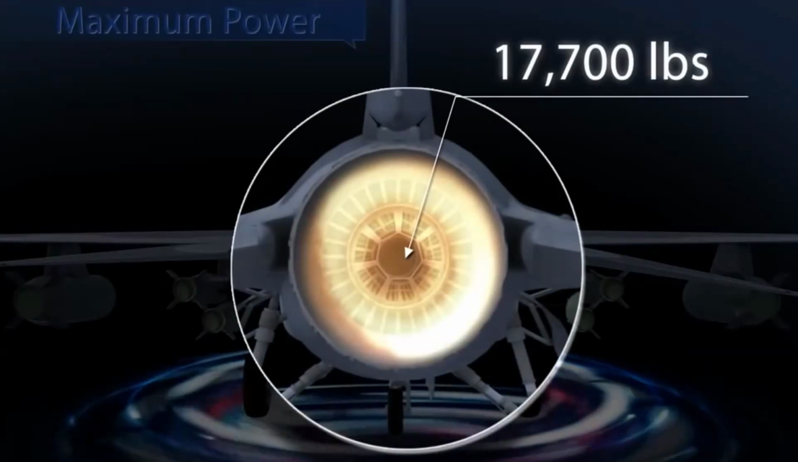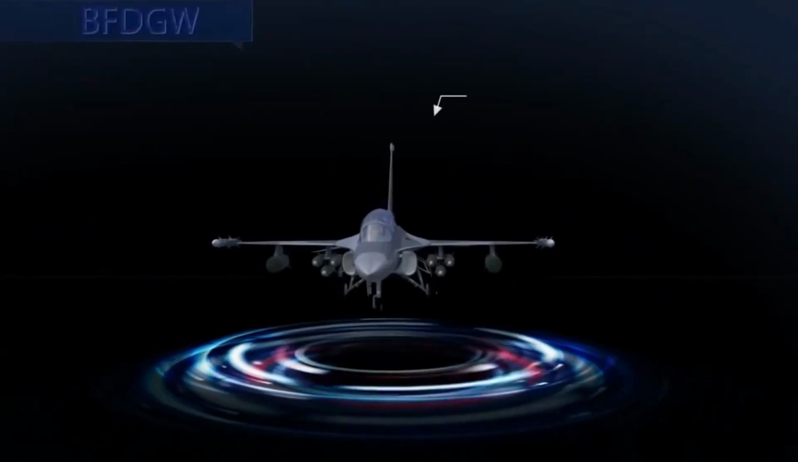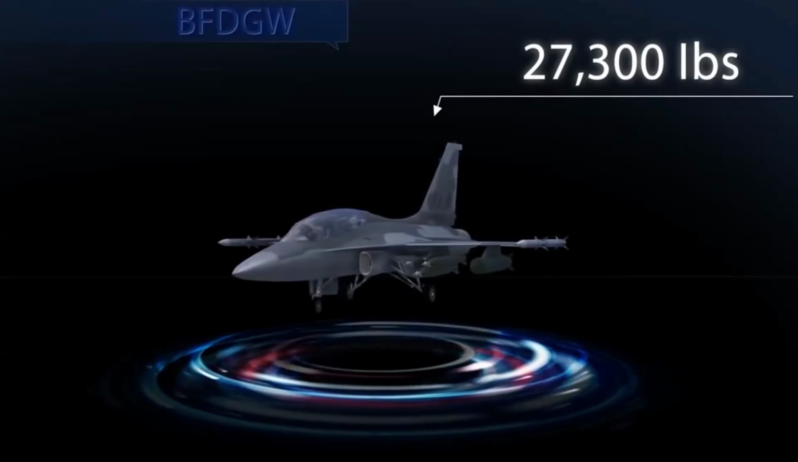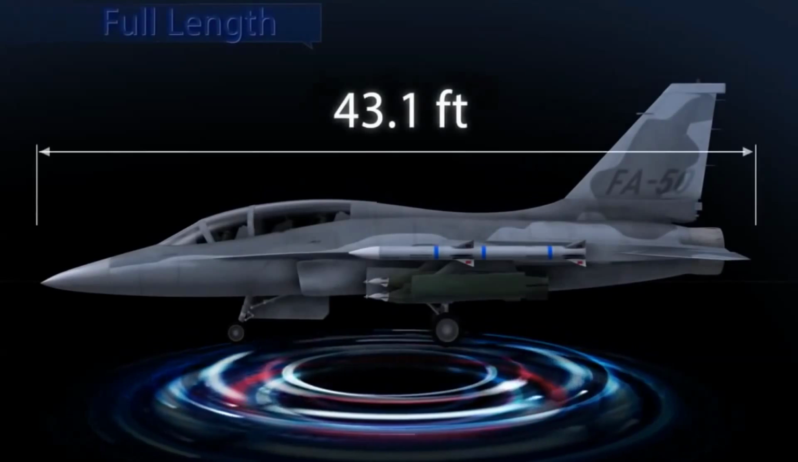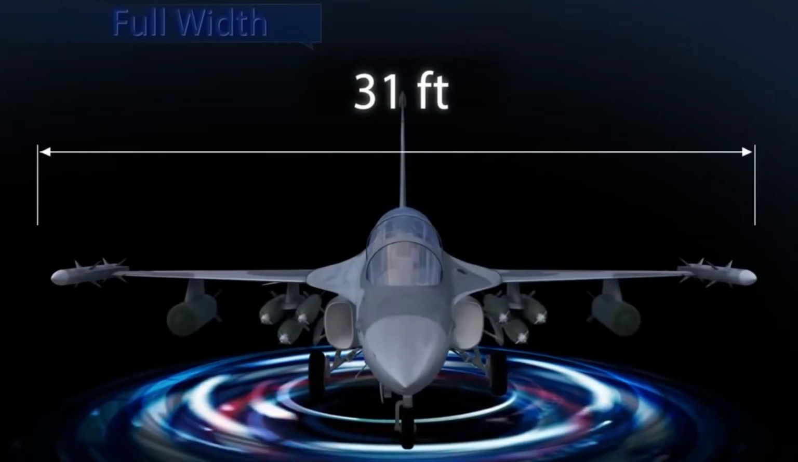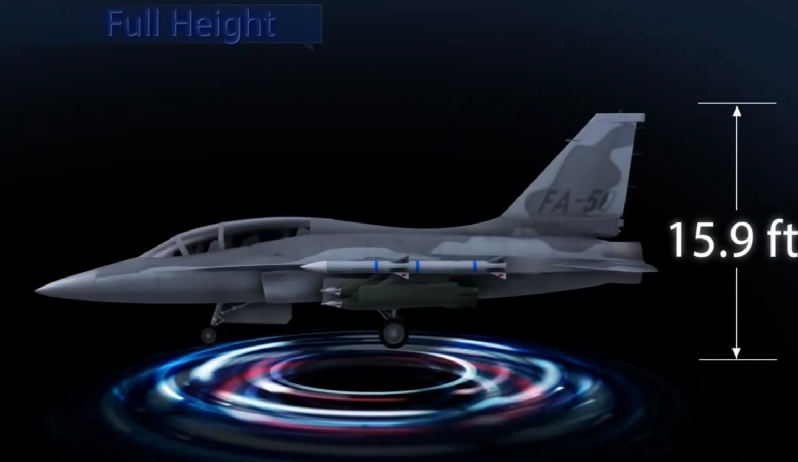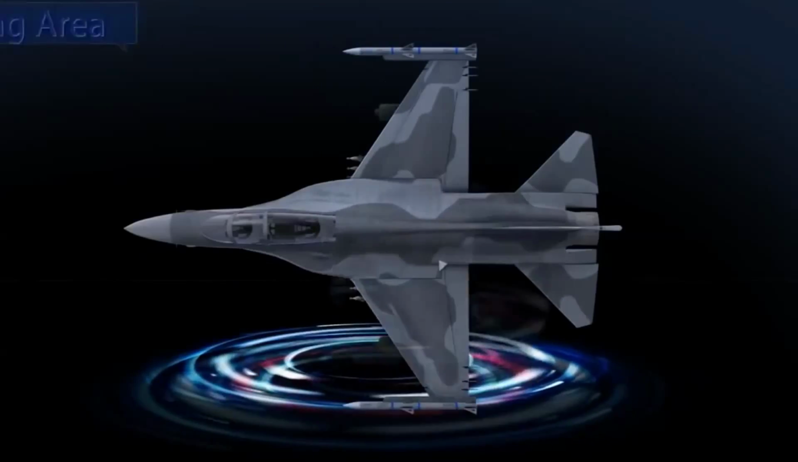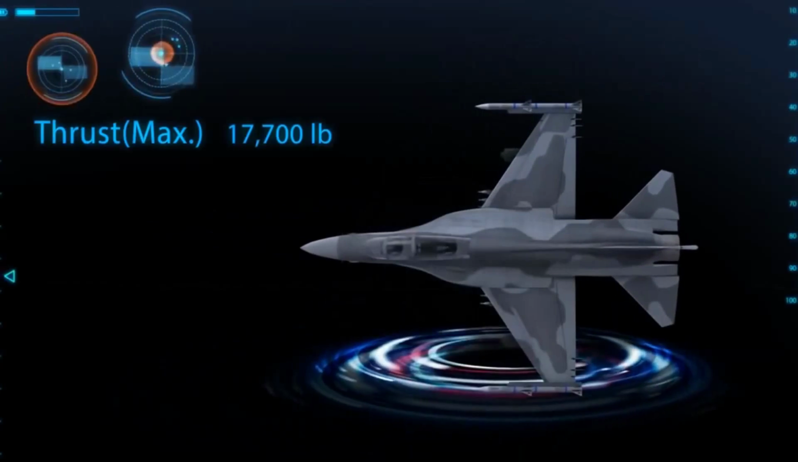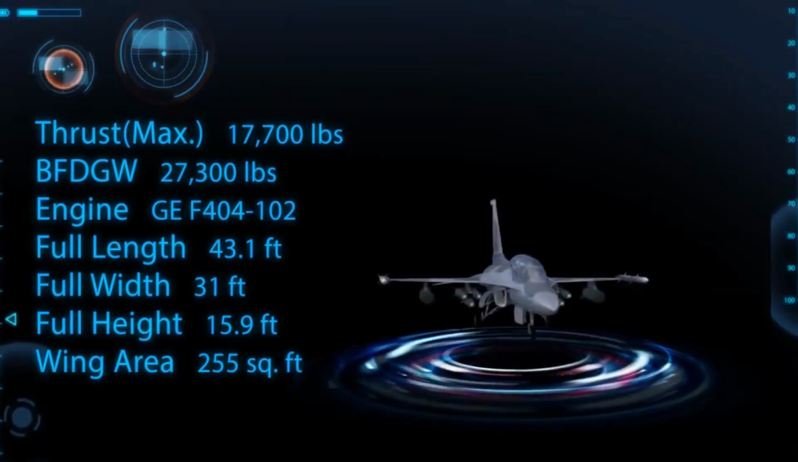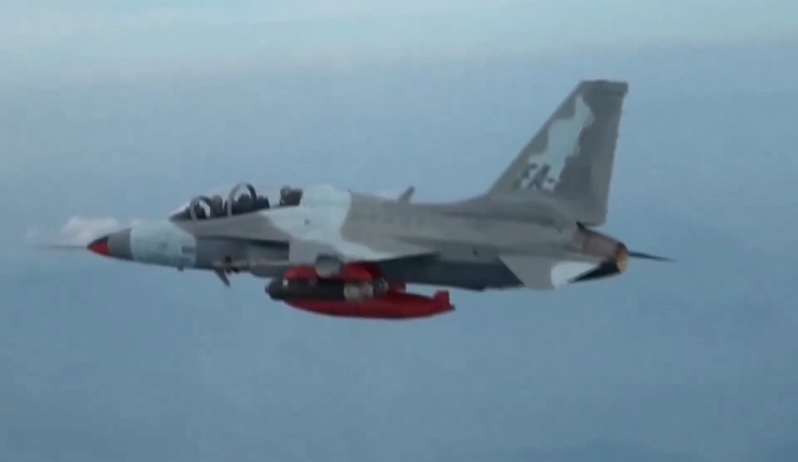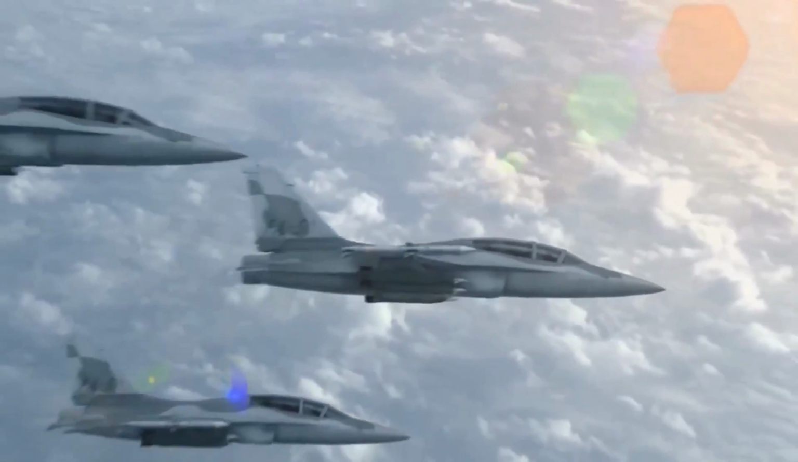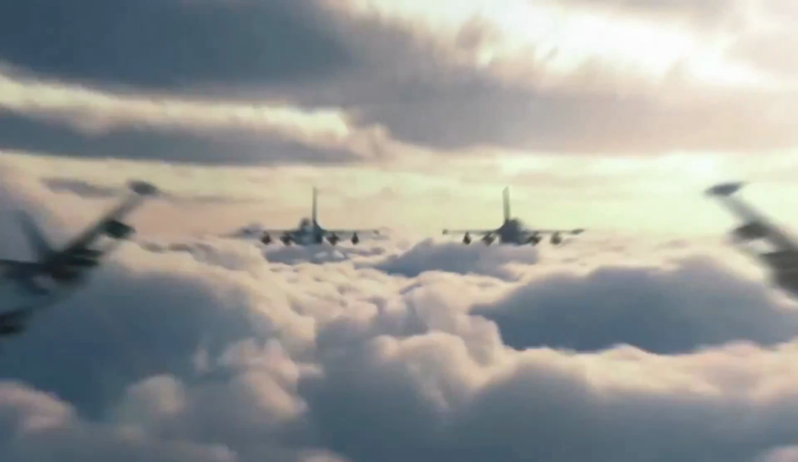FA-50 has maximum power of 17,700 pounds and maximum takeoff weight of 27,300 pounds with its GE F404-102 engine, and its full length of 43.1 feet. Full width, 31 feet. Full height, 15.9 feet. And wing area, 255 square feet. FA-50, based on T-50, is capable of loading armament and radar to enhance the combat capability. And it's an advanced jet trainer optimized for training the next generation fighter pilots.